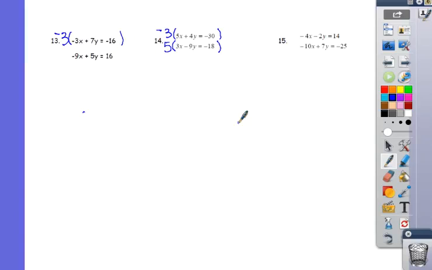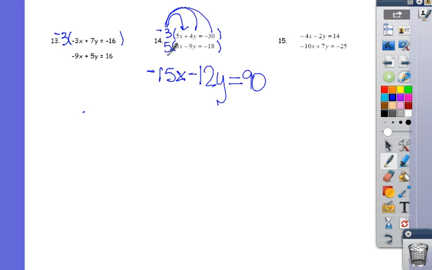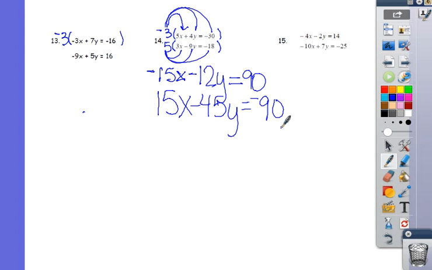Distribute for both equations. Okay, so negative 3 times 5x is negative 15x. Negative 3 times 4y is a negative 12y. Equals positive 90. Good. Okay, now let's distribute on the bottom. 15x minus 45y equals what? Negative 90. Okay? So 2 of them.